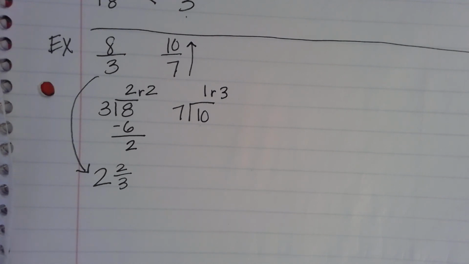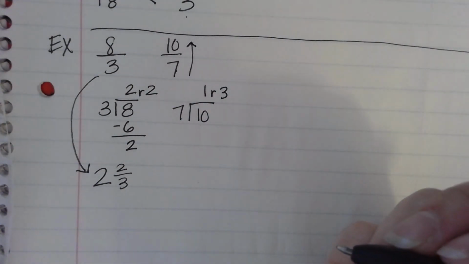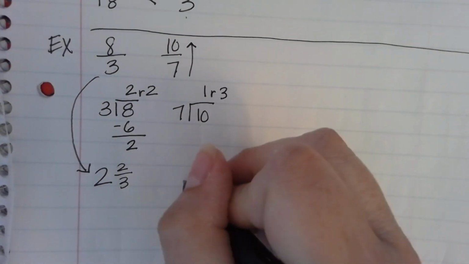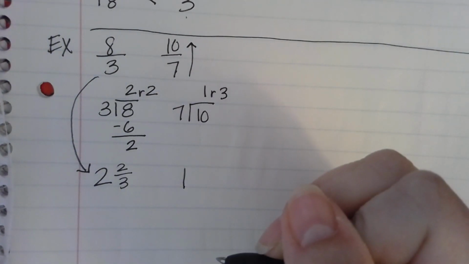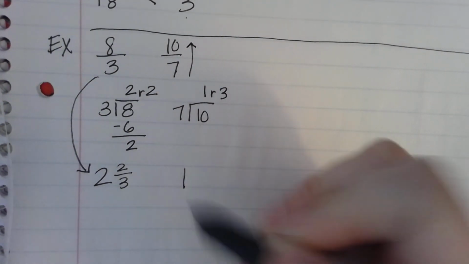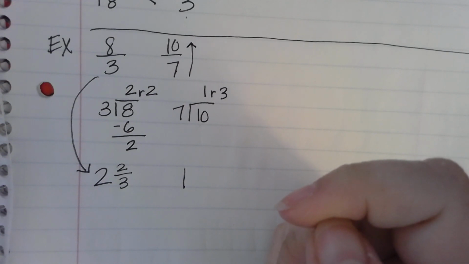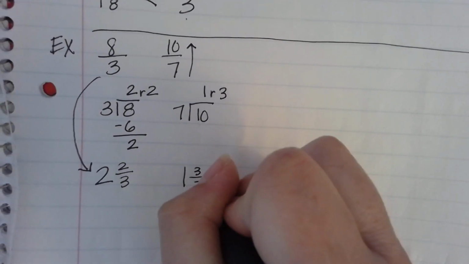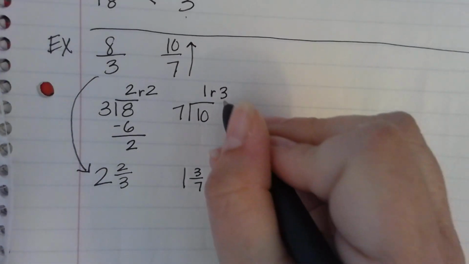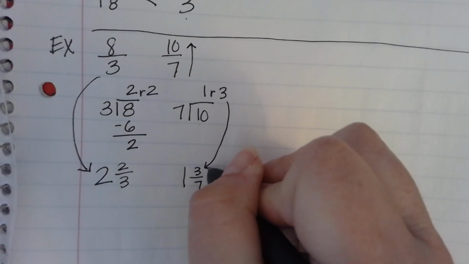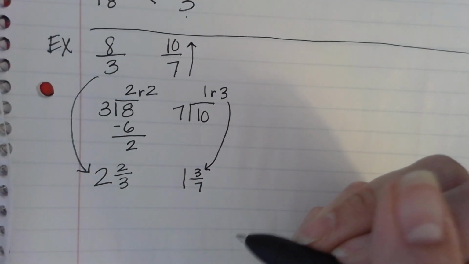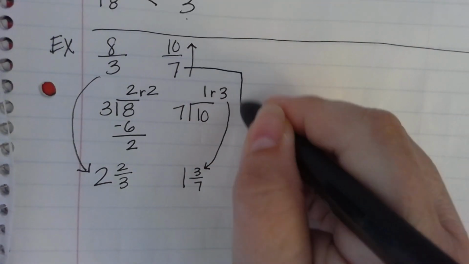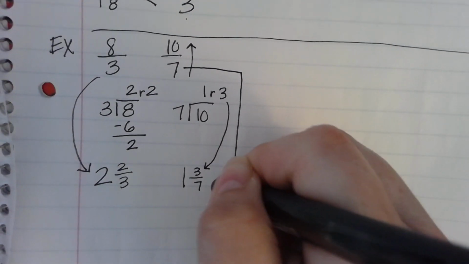And then you have to put your denominator back on. So she's saying 1 is our whole number. And what is our fraction? 3/7. 3/7. So again, the remainder becomes our numerator here. And then we're going to keep our same denominator.